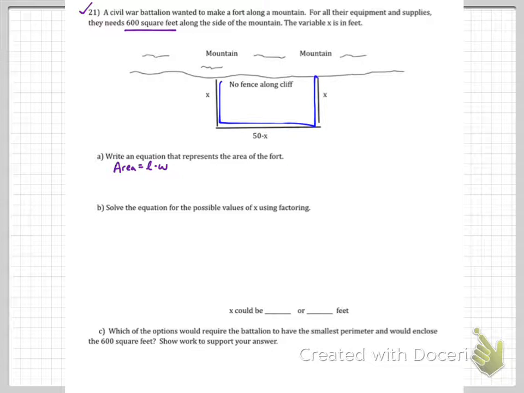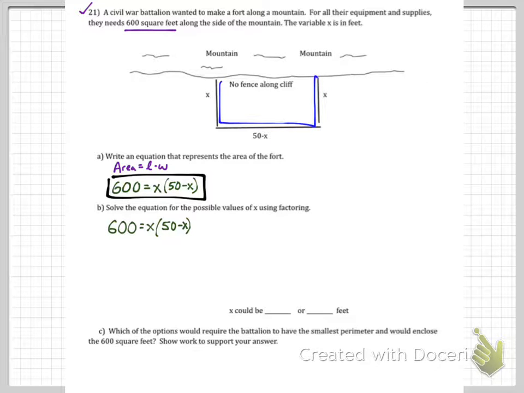Area is length times width, so I'm going to write 600 for area, and length and width, it doesn't matter which is which, you can have this in any order, but that's the x and the 50 minus x. So let's write down x times 50 minus x. There is our equation. That's part A. For part B, to solve the equation for the possible values of x using factoring, we need to multiply it out first and get one side equal to 0. So let's multiply it out.